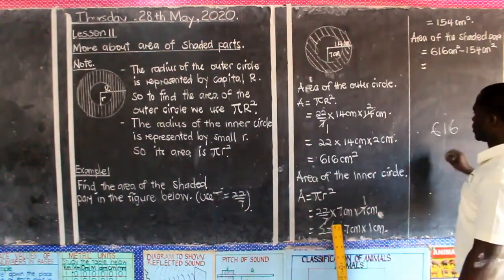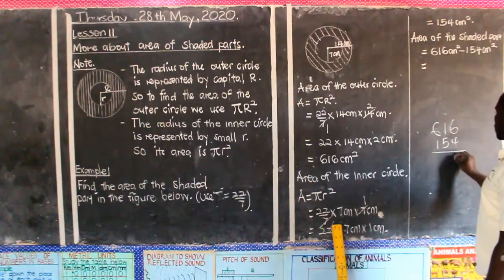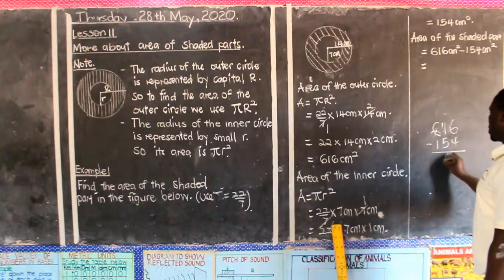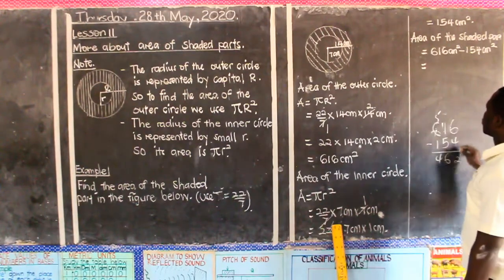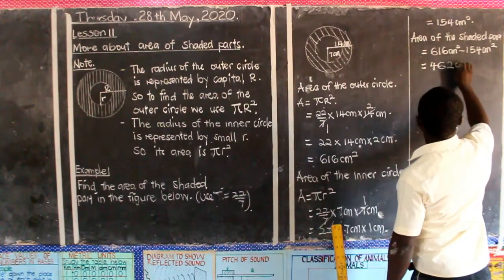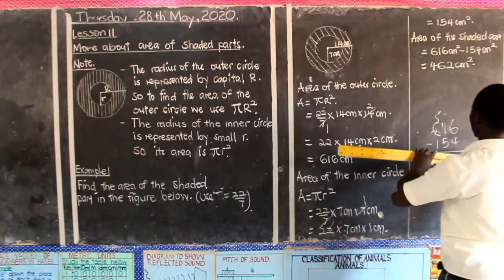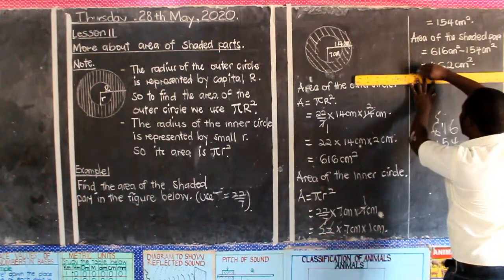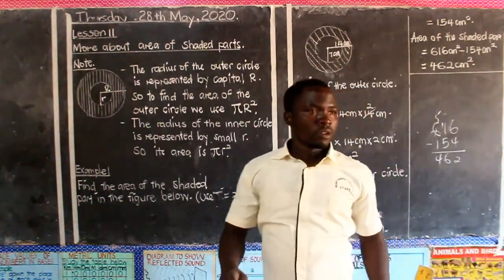We have 616 minus 154. 6 minus 4, we get 2. 1 from 1 is 0, 6 minus 5 is 1... and 4. So the area of the shaded part is 462 square centimeters. So this is the area of our shaded part. Okay?